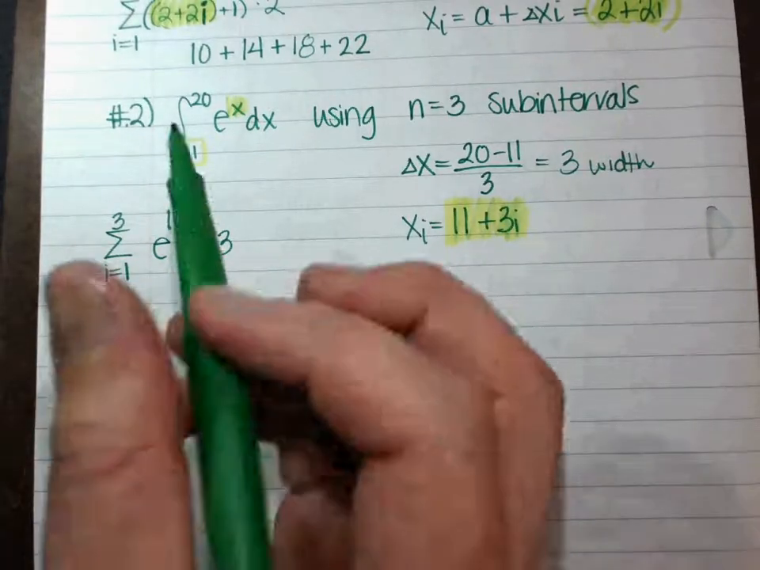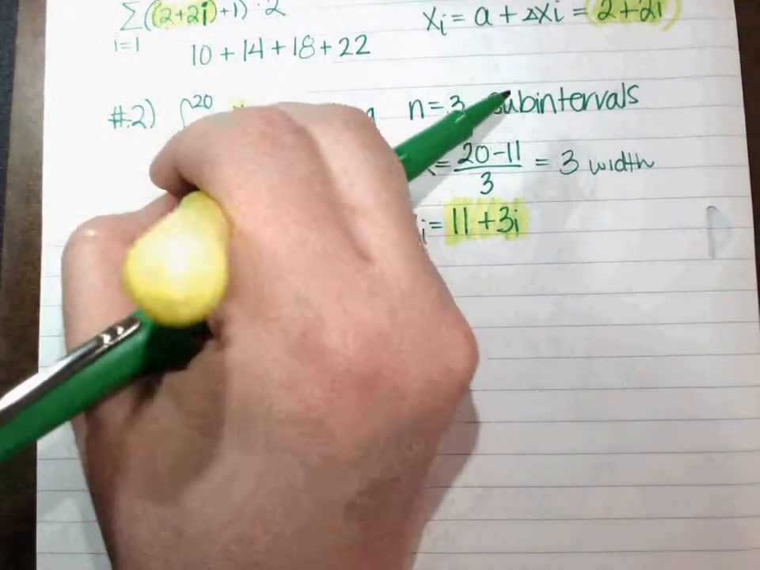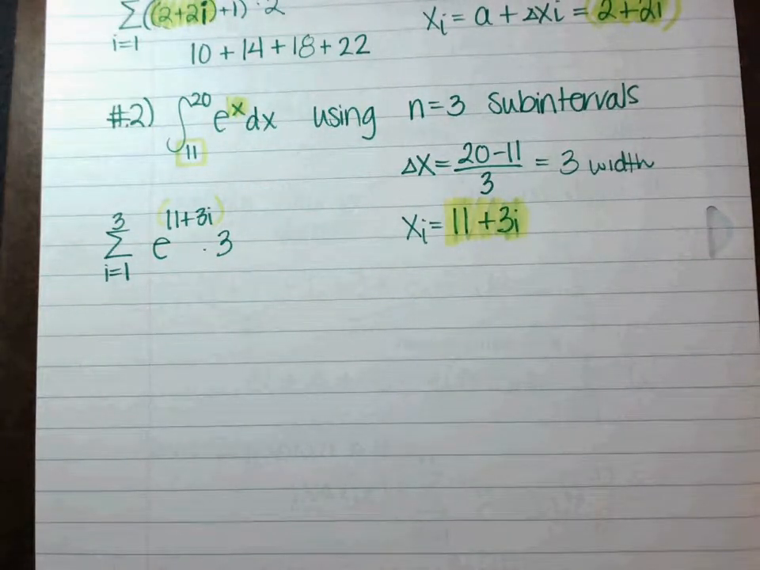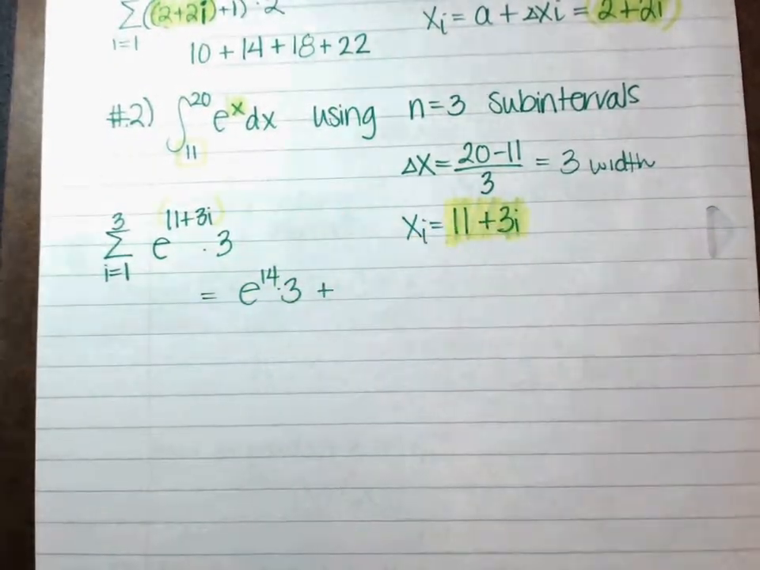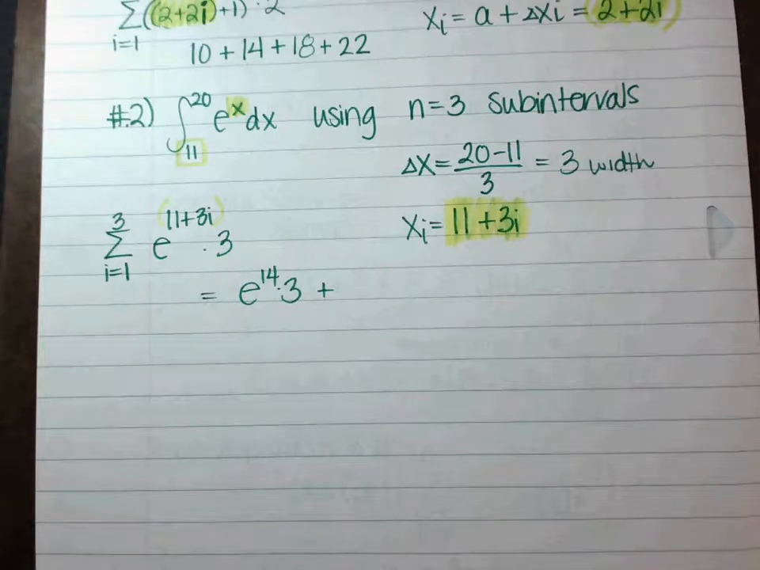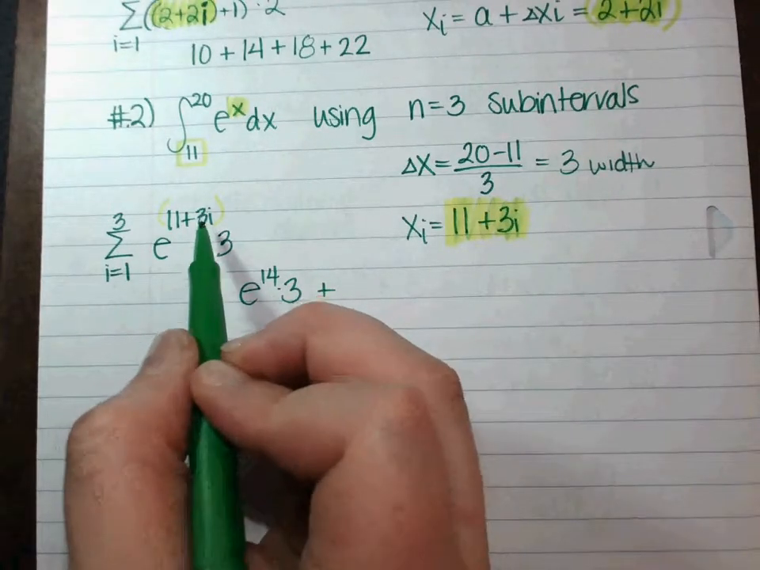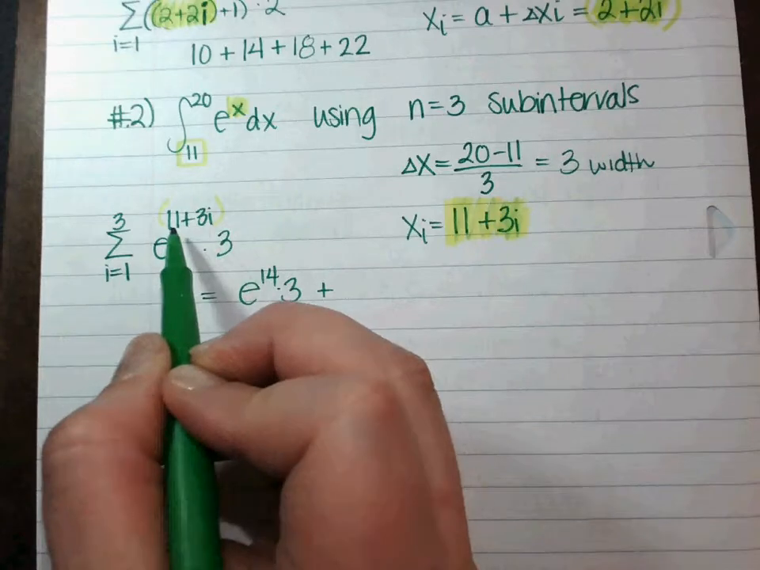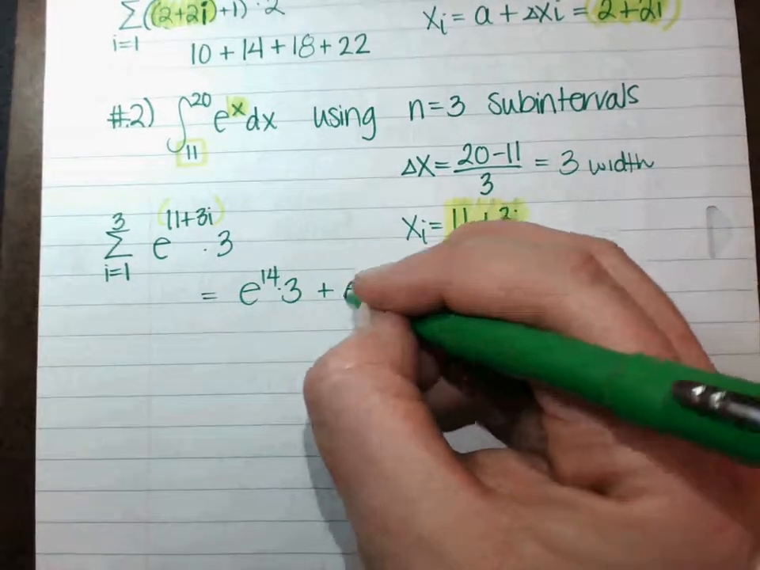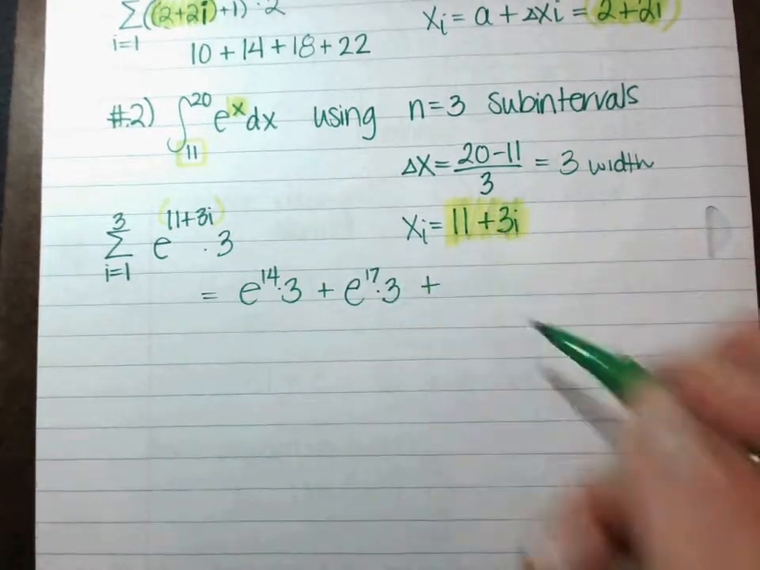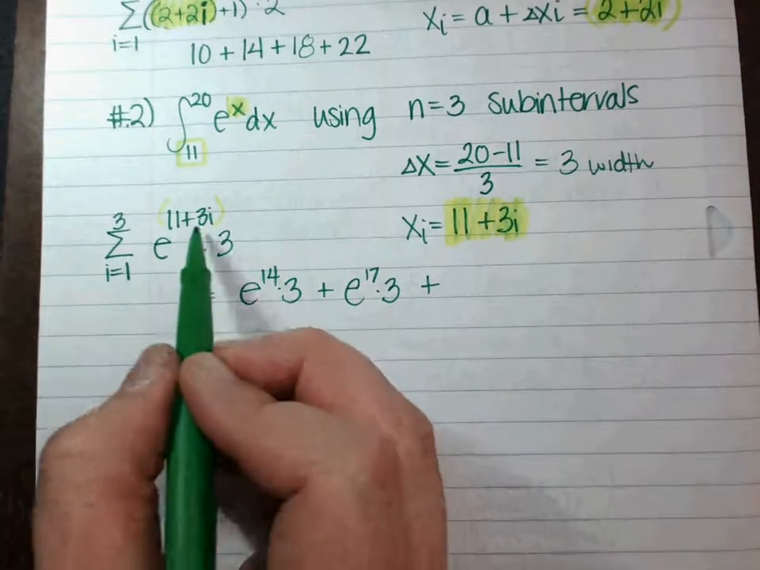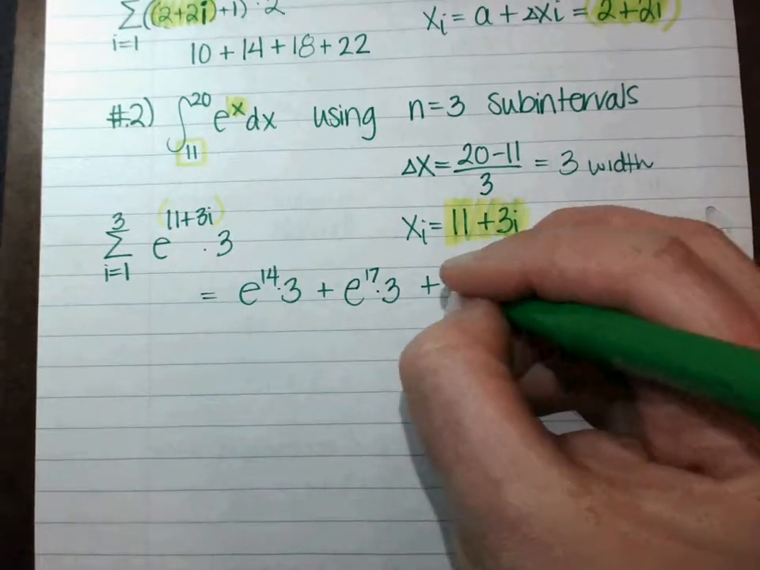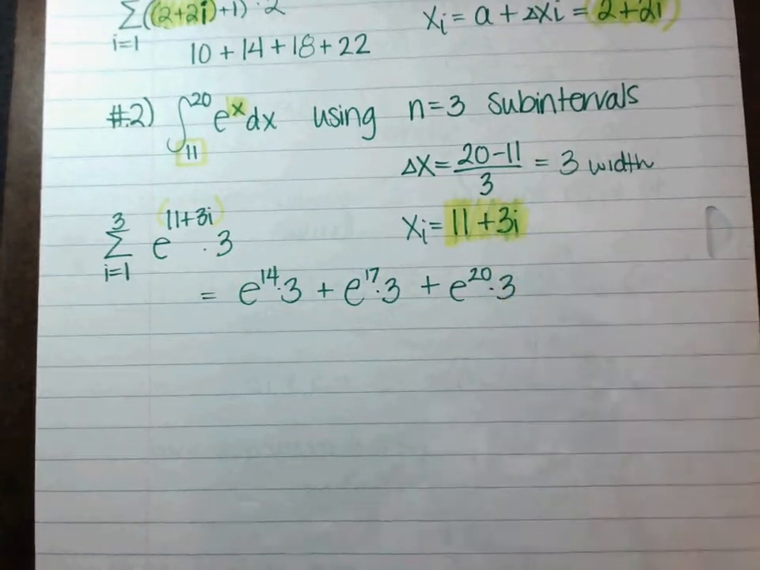Okay, let's do 1 first. Just look at your little exponent. Plug in a 1 first. What would I get? 11 plus 3 is e to the 14 times 3. We already plugged in 1. What are we plugging in next? 2. 2 times 3 is 6, plus 11 would be e to the 17 times 3. Next one. We're plugging in 3 now. 3 times 3 is 9, plus 11 is e to the 20 times 3.